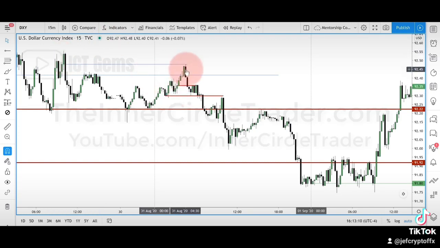What's the high of this candle? 92.48. It's absolutely to the pip. You cannot get any better than that. Trades up to that level and then starts to break down. That candle is your smart money reversal. Now you have to look for your low risk sell.